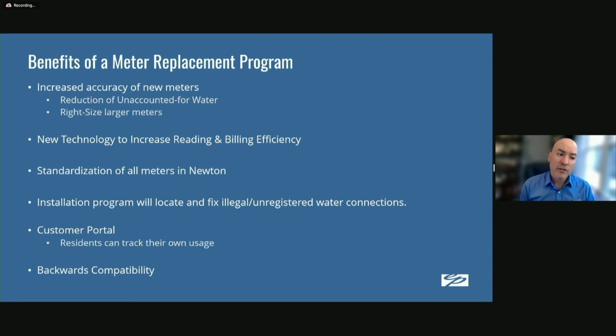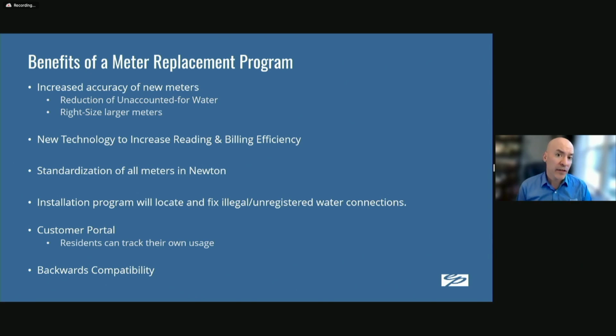Implementing the fixed network system as well will allow you to input new technology, and will allow you to increase your reading and billing efficiency as well. You'll be able to standardize all the meters in the city so that you have a common set of replacement parts and meters on hand, just in case in the future that something goes wrong.